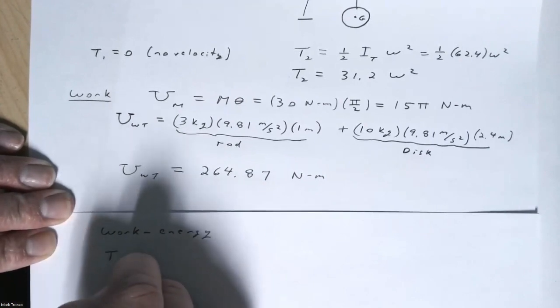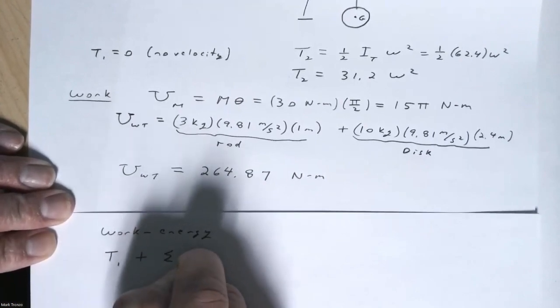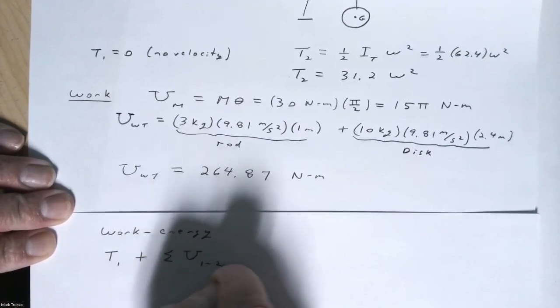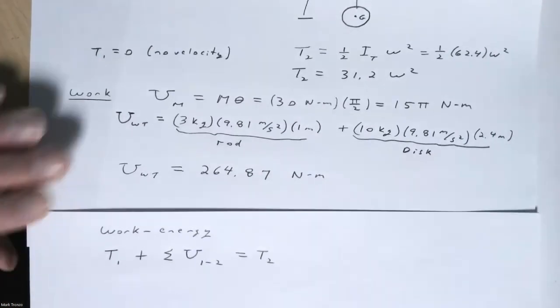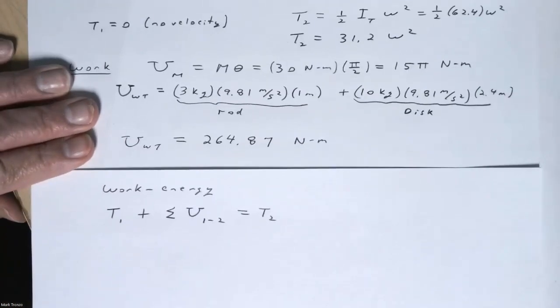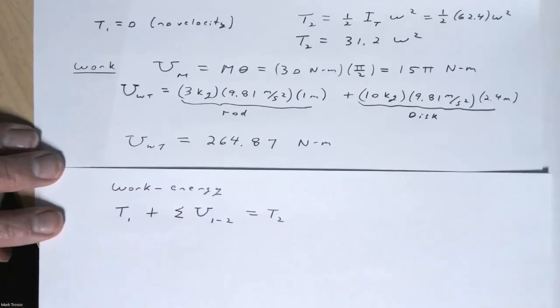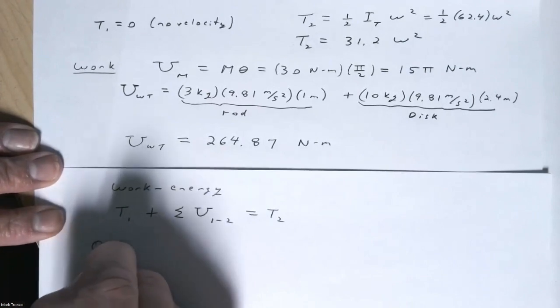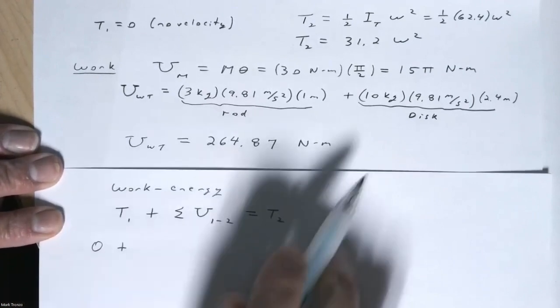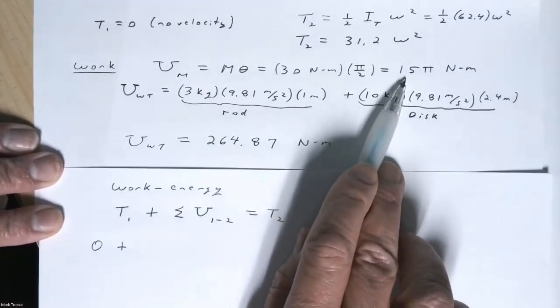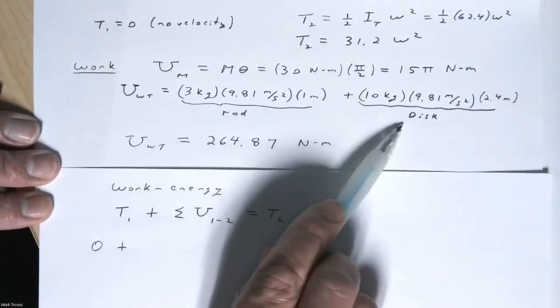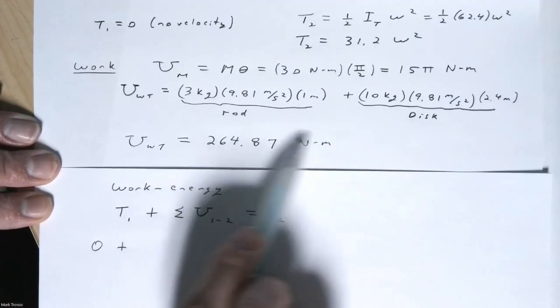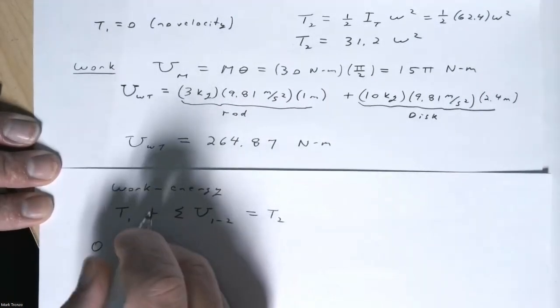And that's T1 plus the work done equal to T2. And again, no initial kinetic energy. And all this work done was positive because the moment turned it downward, and remember the weights dropped. So that's positive with work energy.